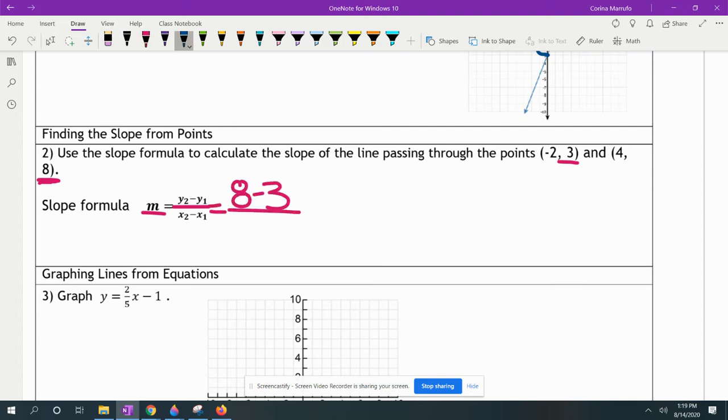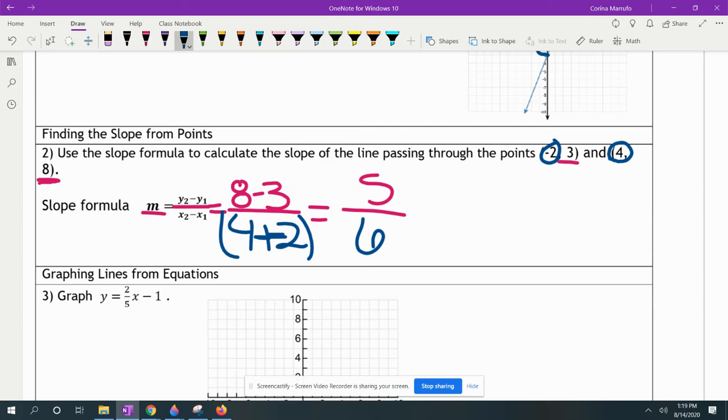And then on the denominator, okay, we're going to subtract our x value starting with the second point. So this is my x value for my second point. This is my x value for my first point. So we're going to do 4 minus a negative 2. All right, so 8 minus 3 gives us 5, and 4 minus a negative 2, that is going to make a positive. So 4 plus 2 gives us 6. So our slope here is 5 over 6. We cannot reduce that, so it stays like that.